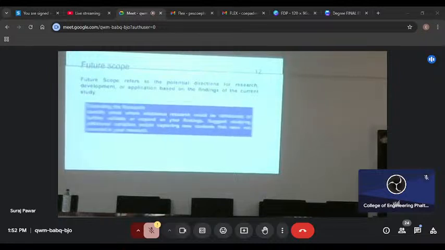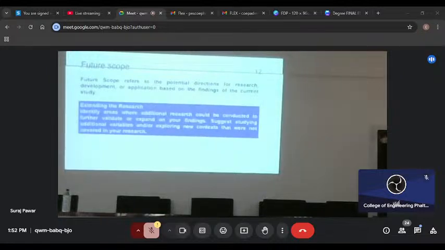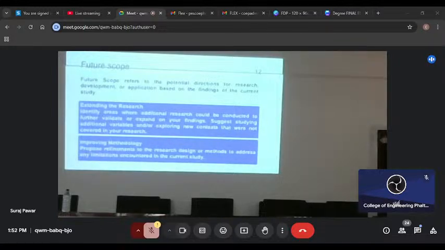Okay, then extending the research: identify areas where additional research should be conducted to further validate or expand on your findings. Suggest studying additional variables and/or exploring new contexts that were not covered in your research. Improve methodology, right? Propose refinements to the research design and/or methods to address any limitations encountered in the current study.